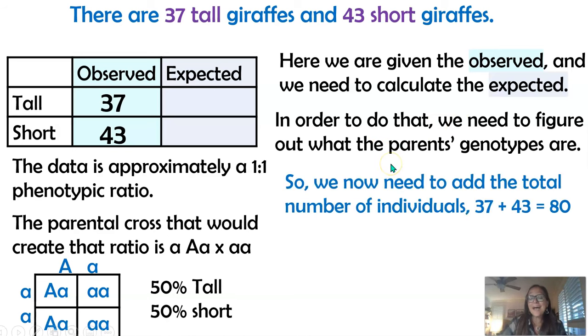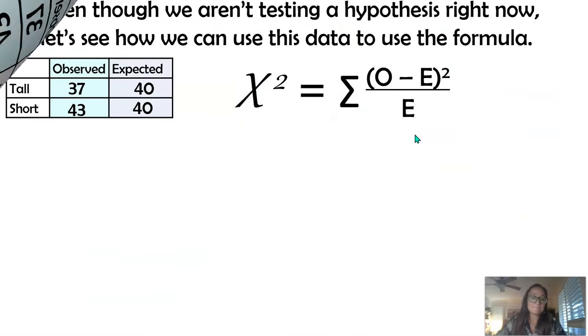So now to calculate that expected, we need to add up our observed. We have 80 giraffe, and so we would expect 40, or 50%, to be tall and 50% to be short. Okay, but what do we do with that observed and that expected, right? So let's see how we can plug it in to the chi-squared formula.